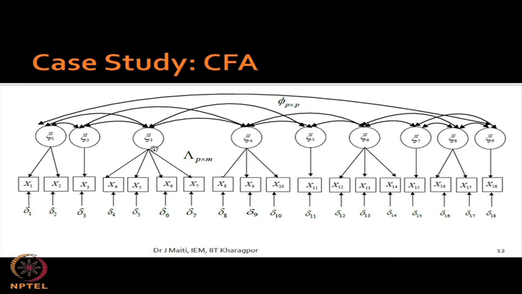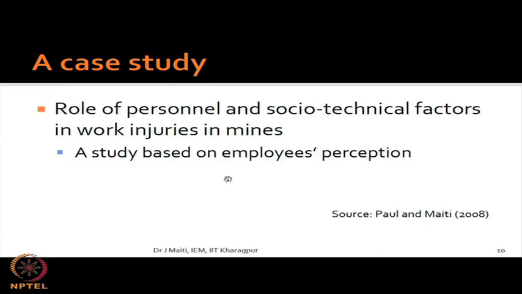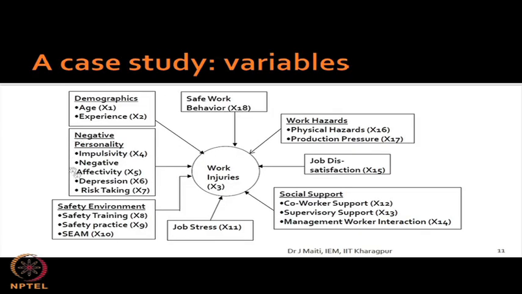I think it is J3, okay. X1, X2, X3, X3 is work injury. J3 is, you see, negative personality, then J4 is your safety environment, and again J5 is job stress, J6 is social support, J7 is job dissatisfaction, J8 is work hazard, J9 is safe work behavior. So, these are all latent variables in this sense.